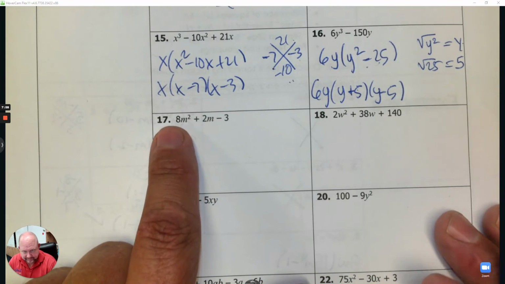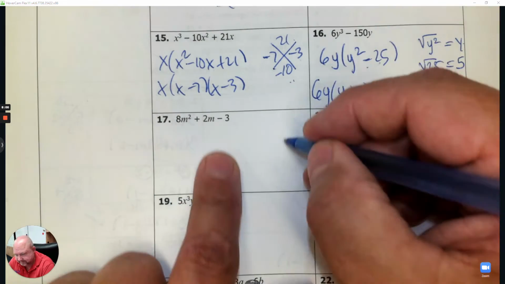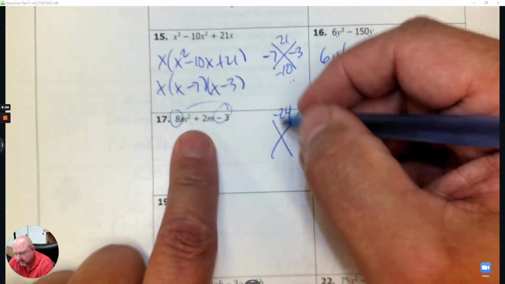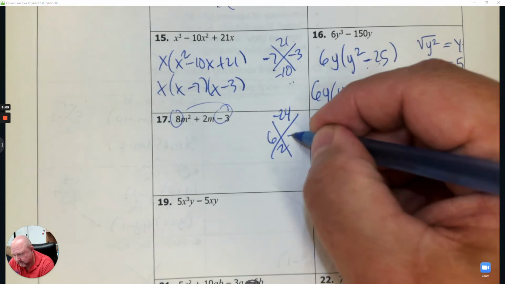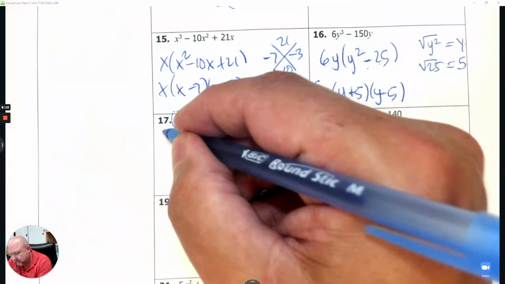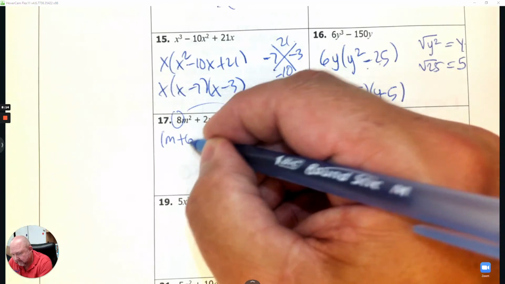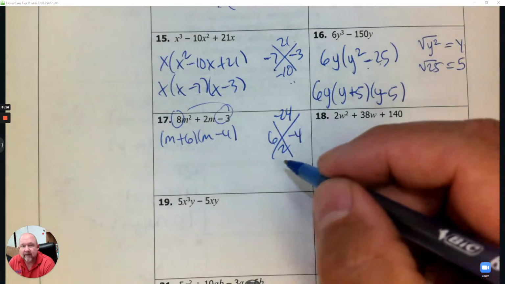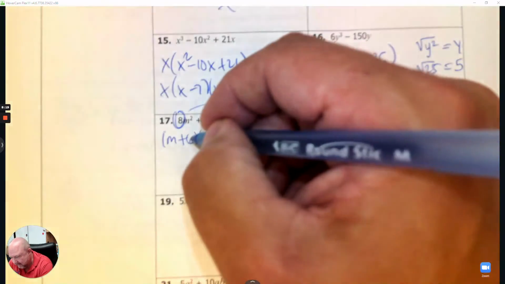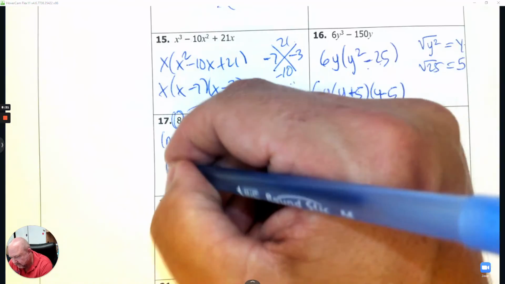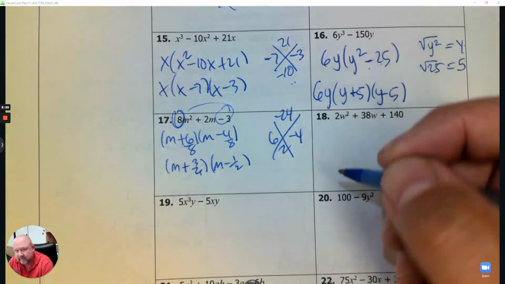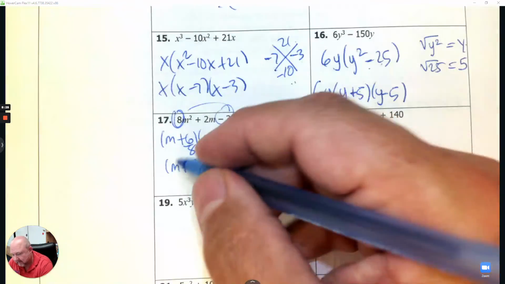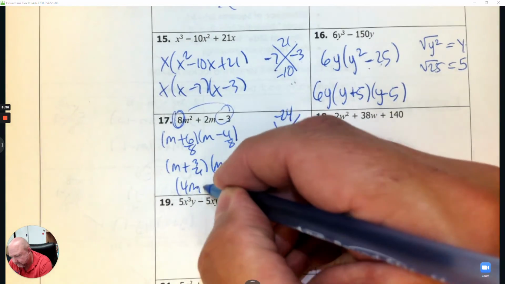Number 17, no greatest common factor. I have to go 8 times negative 3 and 2, and then find two numbers that multiply to 24 and subtract to 2. So find those two numbers. Take the letter plus 6, the letter minus 4. And then we're going to divide. So divide by 8. These have to be reduced down. So it's 3 over 4 and 1/2. And then you can slide the denominator in front.